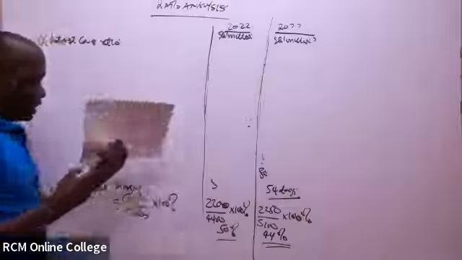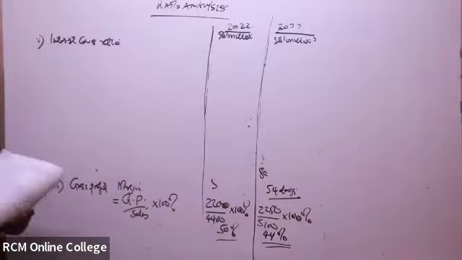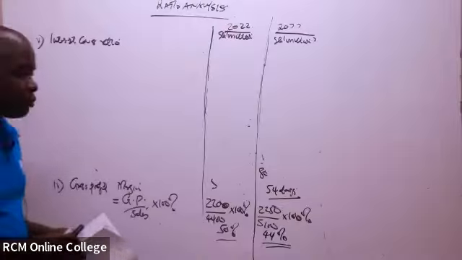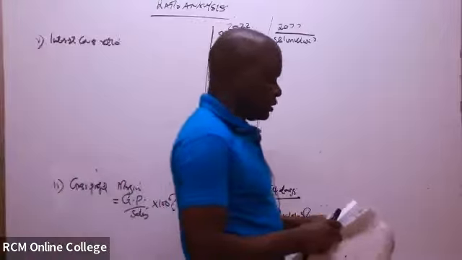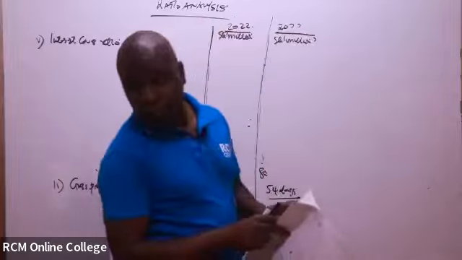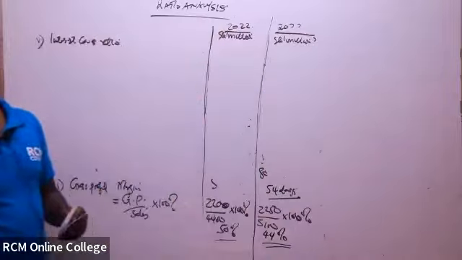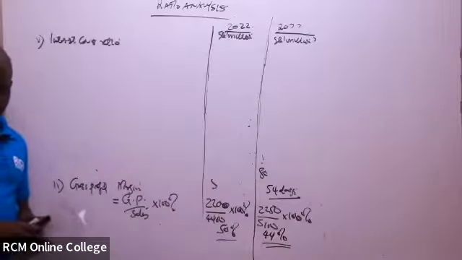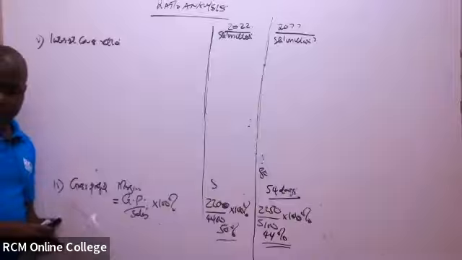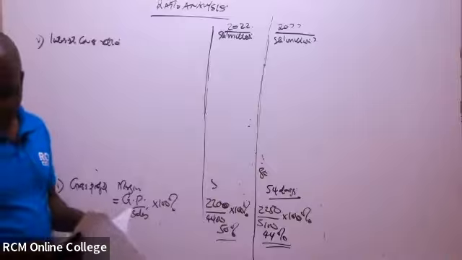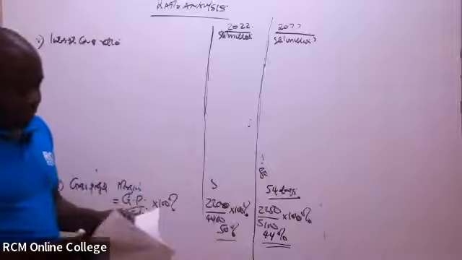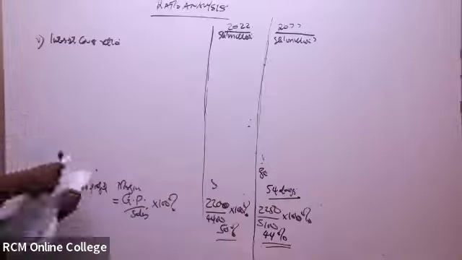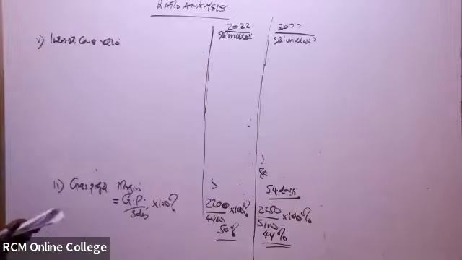What is the formula for interest cover ratio? So always be able to know the formula. The formula for interest cover ratio is EBIT over interest expense. Profit before interest and tax over the interest expense. So you're having to say EBIT over the interest expense.